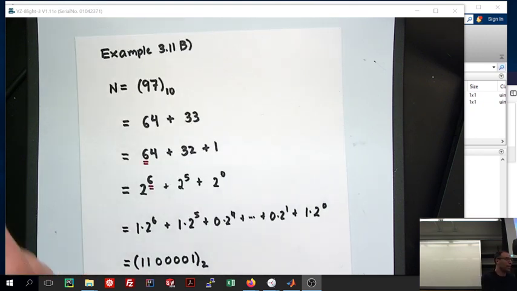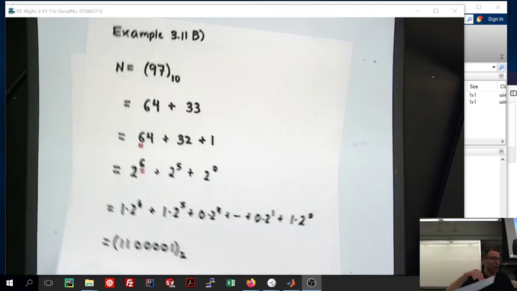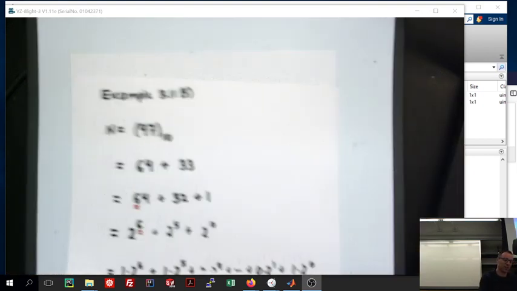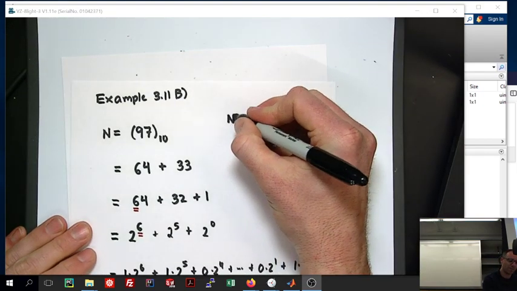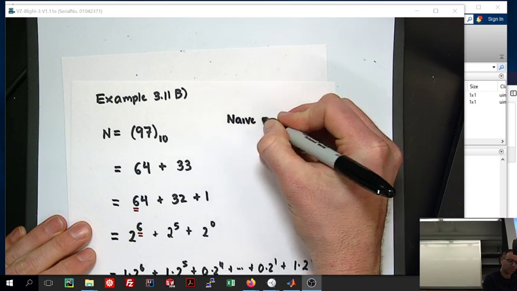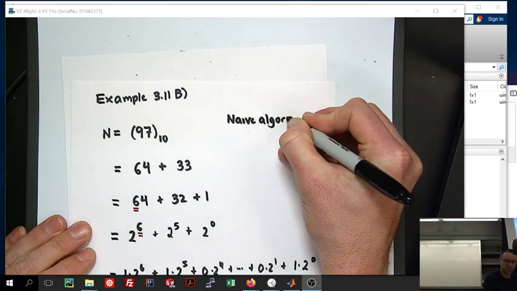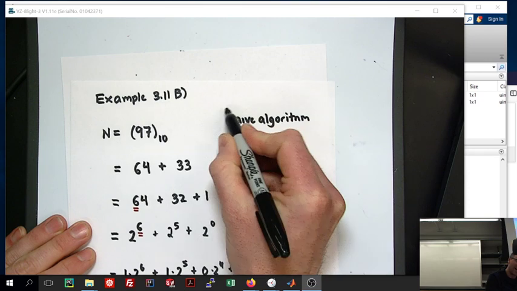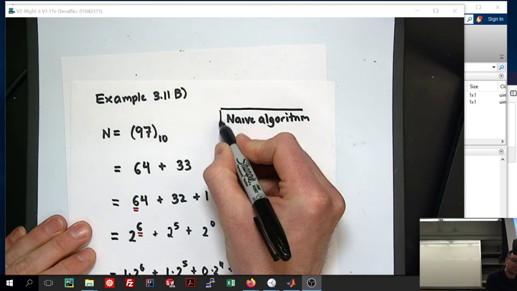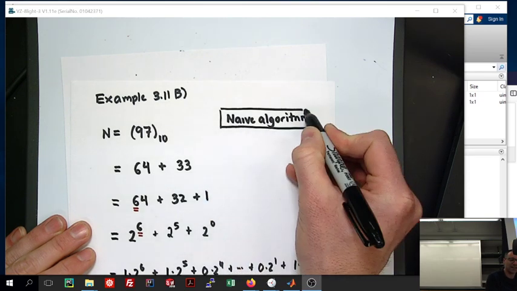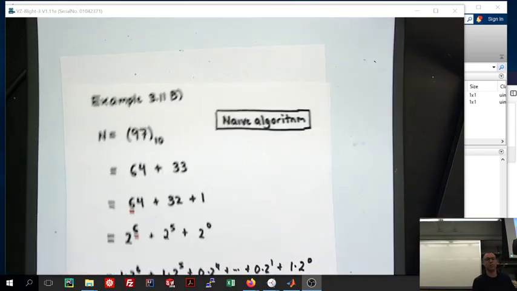Let's look at an equivalent algorithm. What I mean is an algorithm that allows us to produce the same information in a different way. So this was what we call the naive algorithm. And naive just means I couldn't do this on a timed test and solve all the problems.